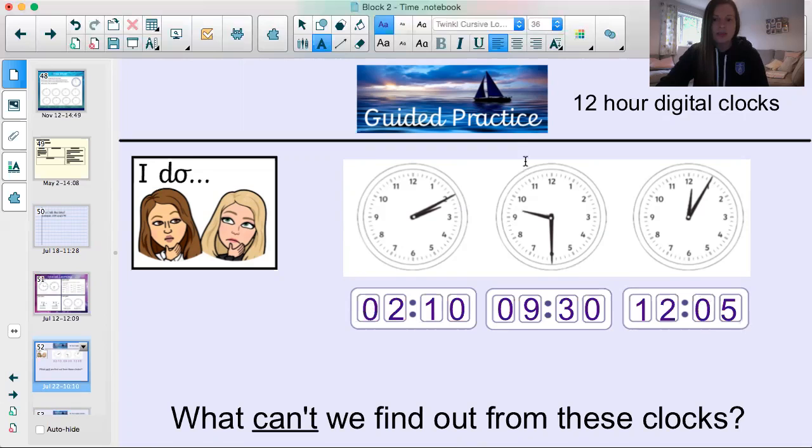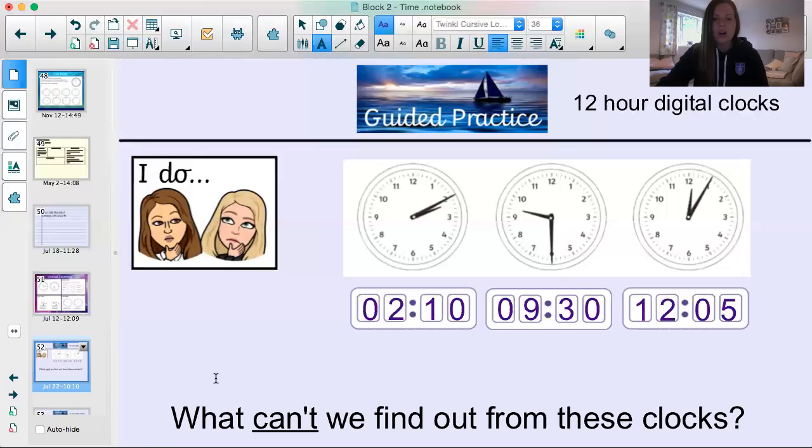So this one, 9:30, is the same as saying 9:30 because it means 30 minutes past 9. And you can prove that: 5, 10, 15, 20, 25, 30 minutes past 9. Over here, 5 minutes past 12.